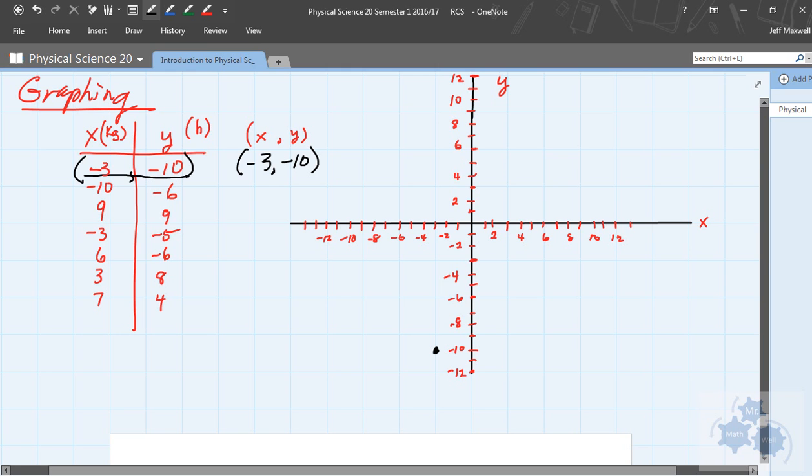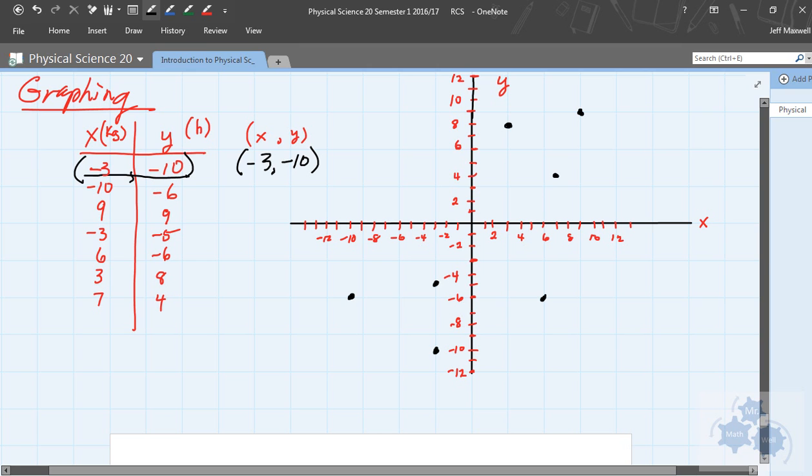Okay, so on your graph, you have it labeled, and you have your point. And you can go ahead and do the other points as well. So -10, you go over to -10, and you go down to negative 6. So negative 10, negative 6. All right, and you can go ahead and put the rest of those points on there.